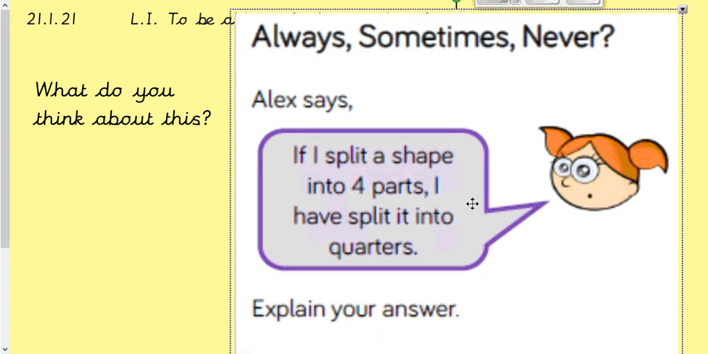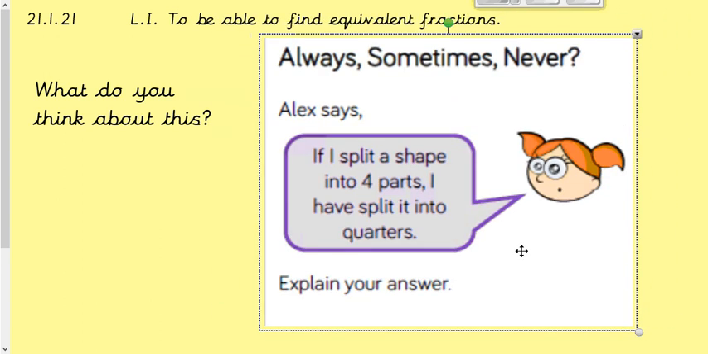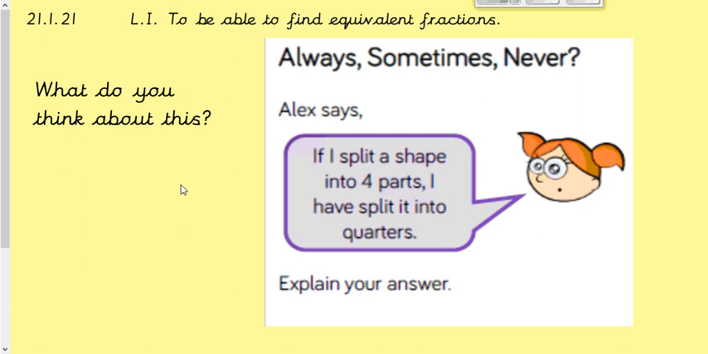So always, sometimes, or never. Alex says, if I split a shape into 4 parts, I have split it into quarters. Explain your answer. So pause the video. If you have someone to talk to at home or in school, then do that. If not, then think about it on your own. Is she correct? Is it always correct, sometimes, or never? So read the statement again if you need to and have a think about it for me.